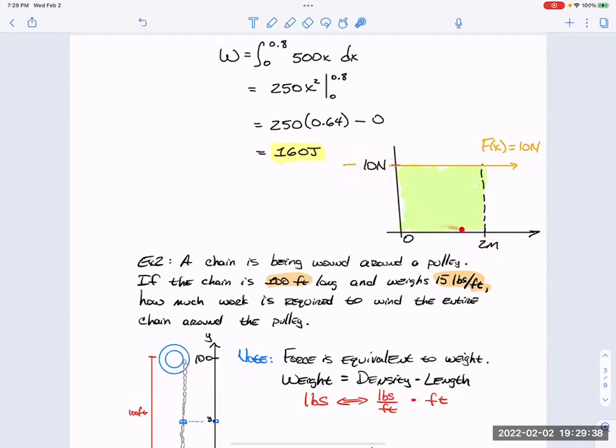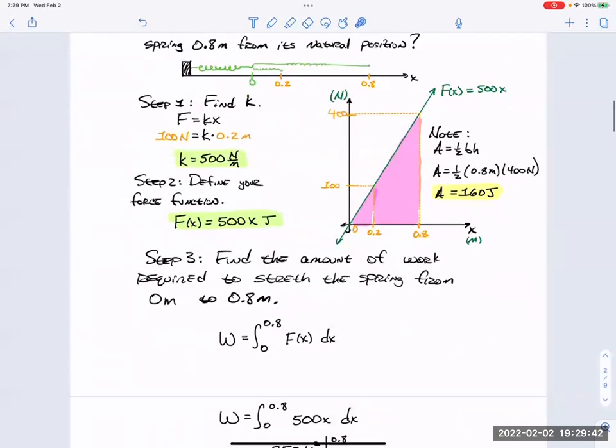But why could we not do that in this case? It's because your force is not constant. It changes. It's changing with the distance increasing. Right. That's why we have to use the integral.